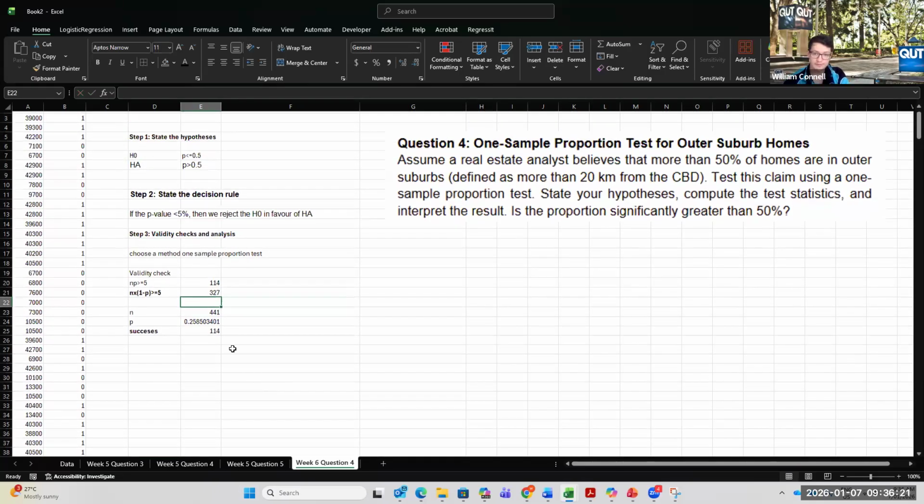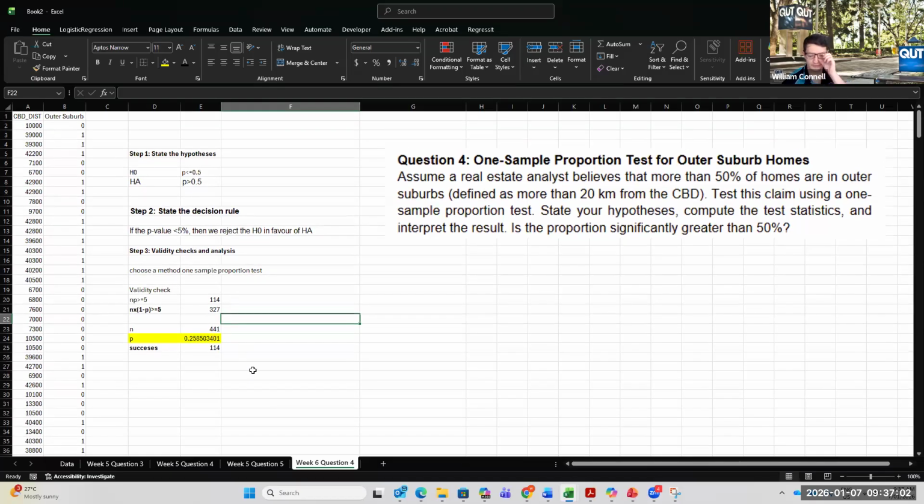Something we might notice at this point is that our alternative hypothesis is that our proportion is greater than 0.5. We've just found a sample proportion, which is 0.258, right? Which is smaller than this hypothesized value, right? So what this means is that when we go ahead and conduct the test, we're certainly going to be failing to reject because our level of significance is 5%. Okay, but let's go ahead.